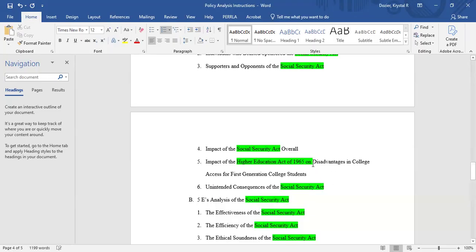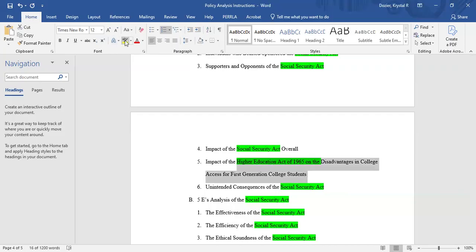Okay, so we see now I've added these to make sure that it's clear in the academic tone, right? So for number five, and this is five under part A, I've included my policy as well as my social issue and target population. All of that is included.